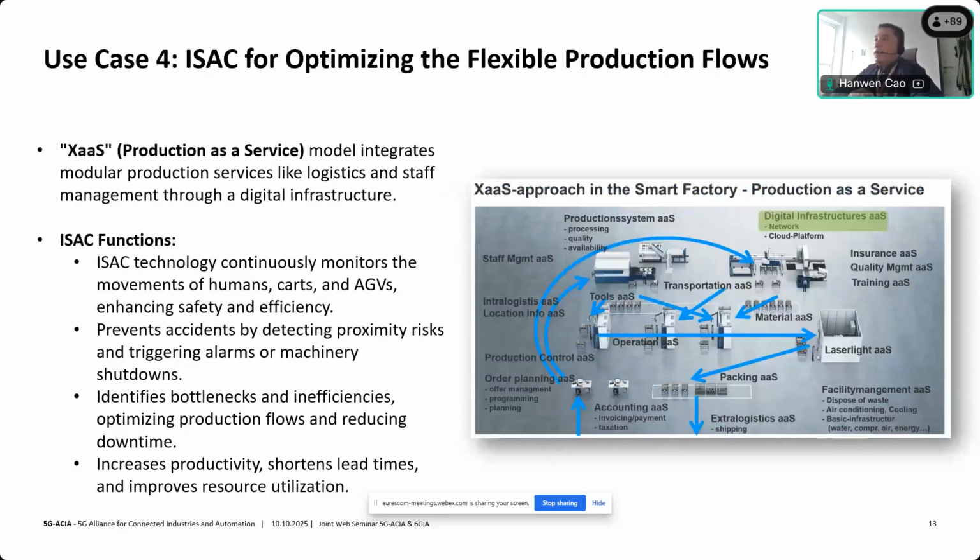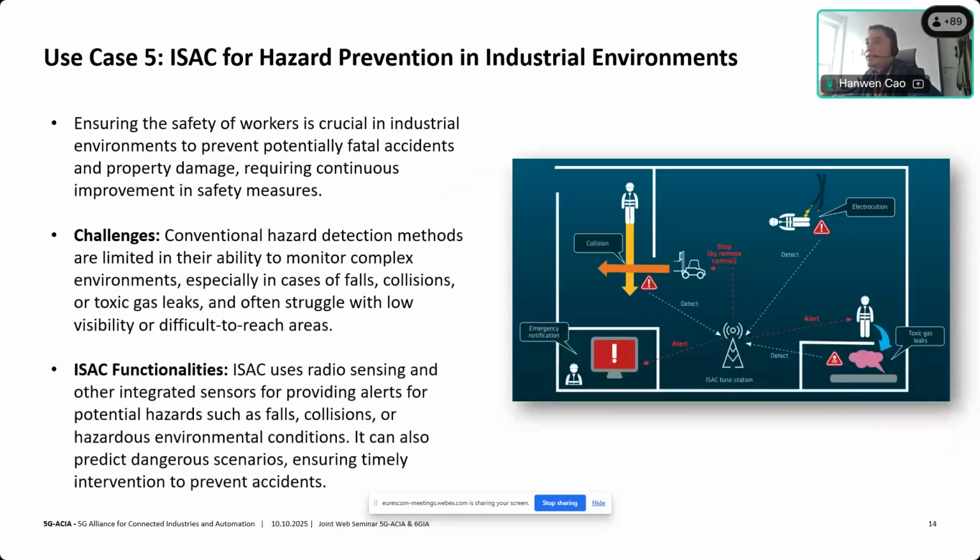And for optimizing flexible production, we think this is also another member's contribution. They think that ISAC could be a good means to continuously monitor the movement of humans and machines, AGVs, AMRs, such things in an industry environment. This is a good means to optimize efficiencies, identify bottlenecks, and prevent potential accidents. It is also a good means of increasing productivity, shortening lead times, and improving resource utilization.